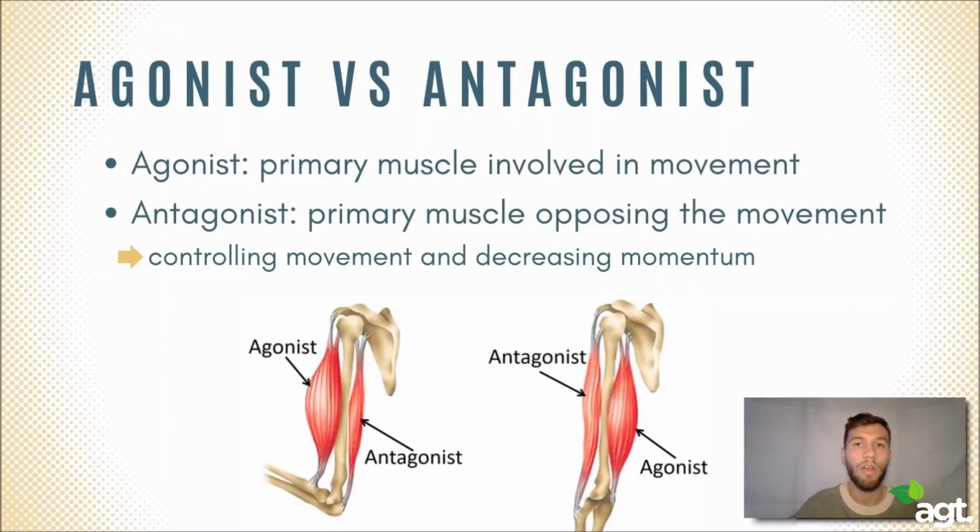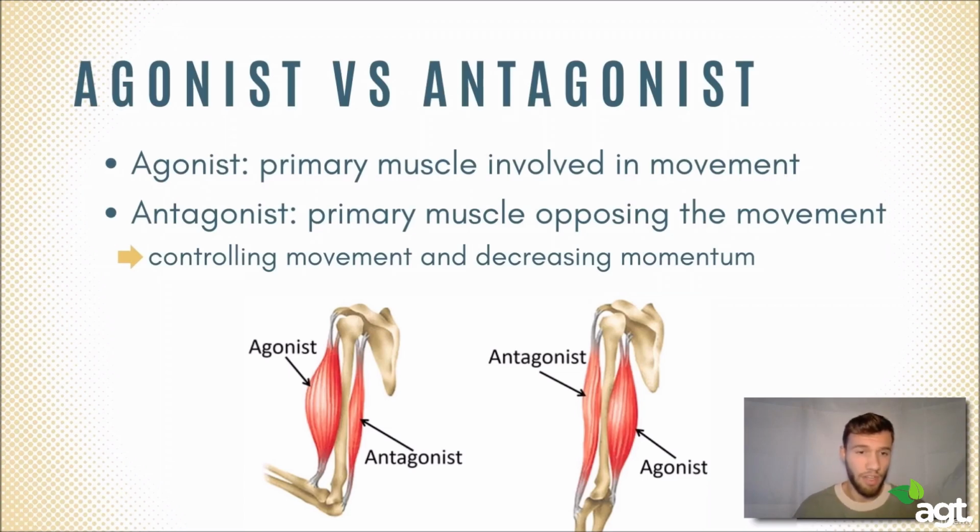While moving, we have two players that are involved, which are known as the agonist and the antagonist. Now, the agonist is the primary muscle involved in a movement, and the antagonist is the primary muscle opposing the movement, which is extremely important for controlling the movement and decreasing the momentum.